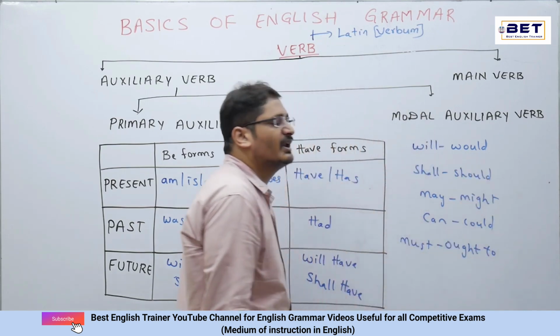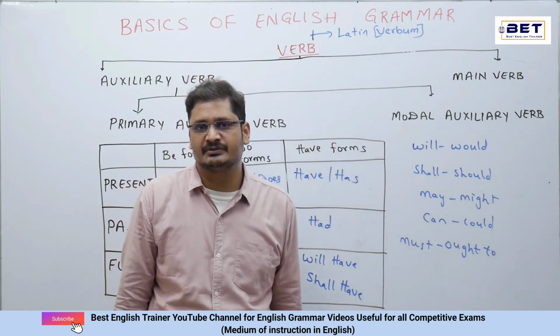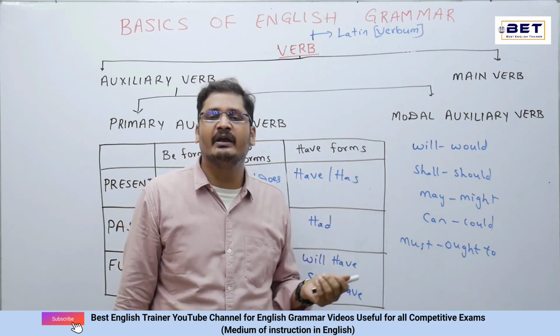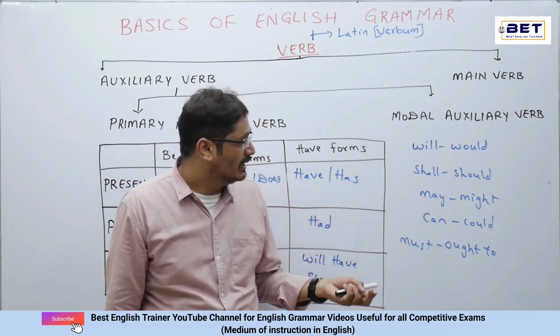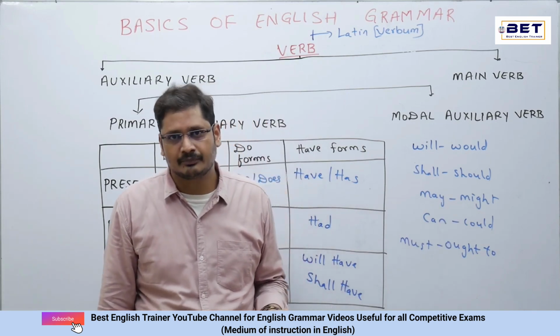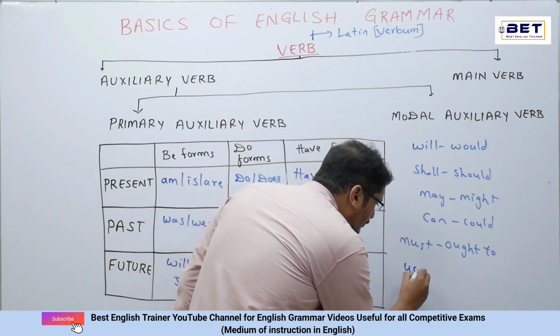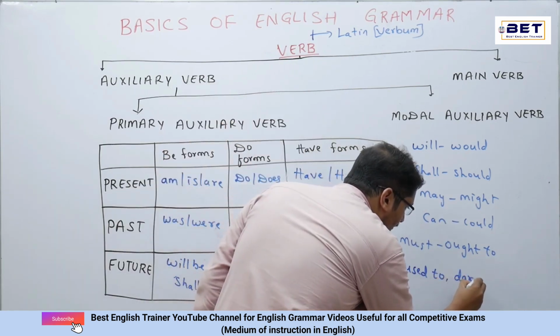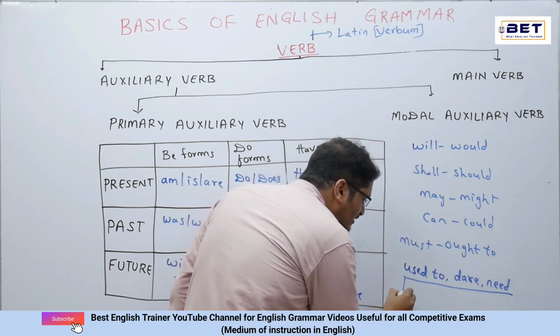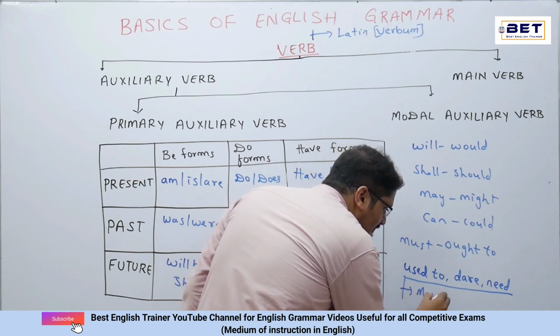Okay, so these can be generally considered as the modal auxiliary verbs. Here, will, shall, may, can would be a part of the present tense. Now would, should, might, could would be a part of the past tense over there. We have used to, dare, and need. Now these three words are generally considered as the marginal auxiliary verbs.